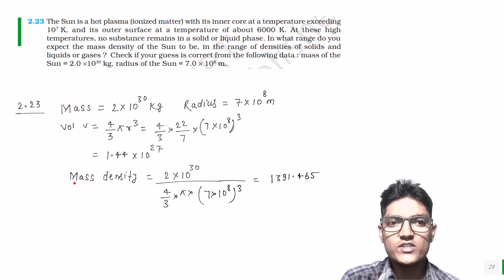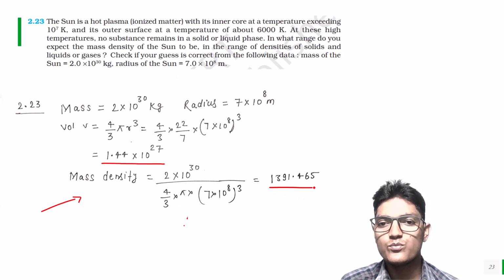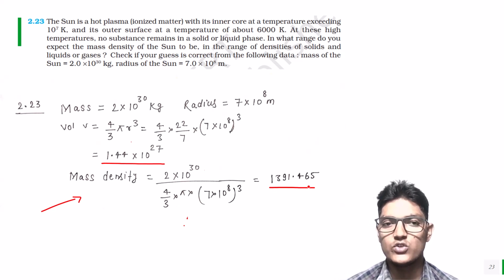So volume is equal to 4 by 3 pi r cube, which is 1.44 into 10 to the power 27. Mass density is equal to mass upon volume, which is 2 into 10 to the power 30 divided by volume, which is 1391.465. 4 by 3 pi r cube, that is the volume actually, and you will get your answer.